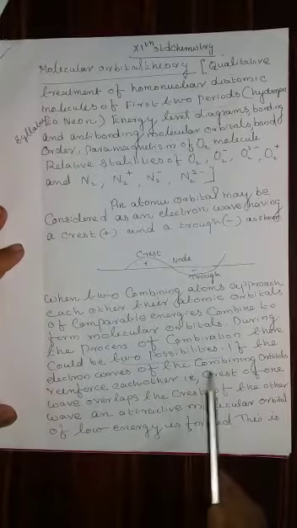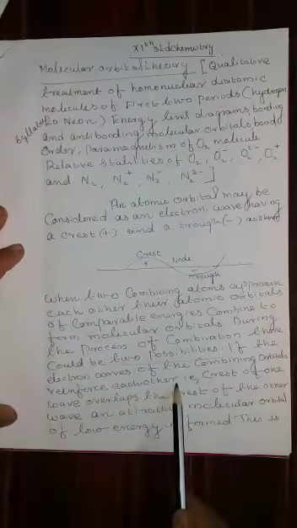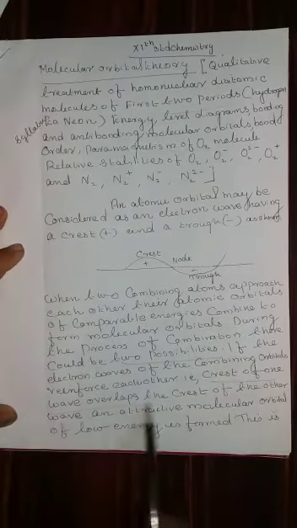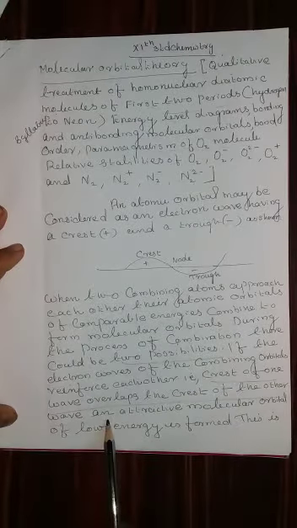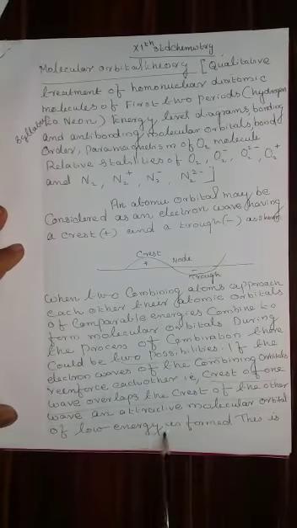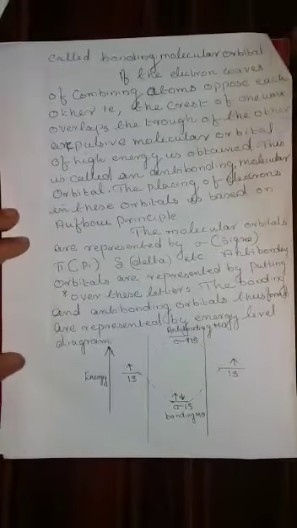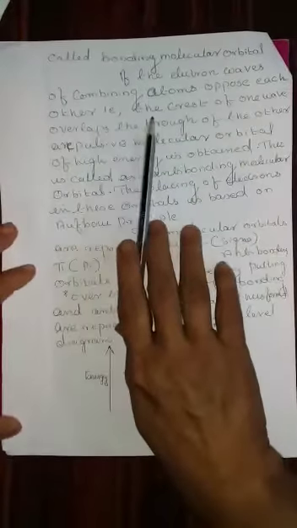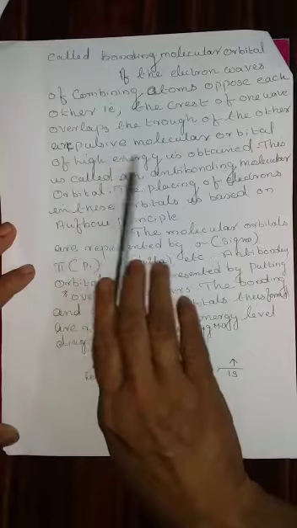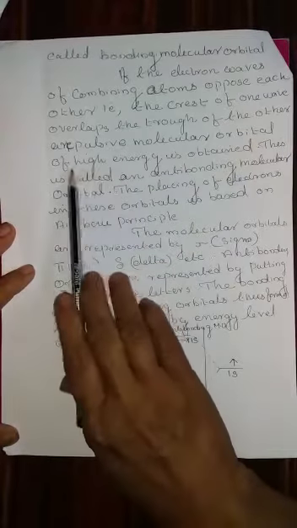If the electron waves of the combining orbitals reinforce each other, that is the crest of one wave overlaps with the crest of the other wave, an attractive molecular orbital of low energy is formed. That means if crest and crest overlap, a molecular orbital with low energy is formed. That is called a bonding molecular orbital. If the electron waves of the combining atoms oppose each other and the crest of one wave overlaps with the trough of the other, a repulsive molecular orbital of high energy is obtained.